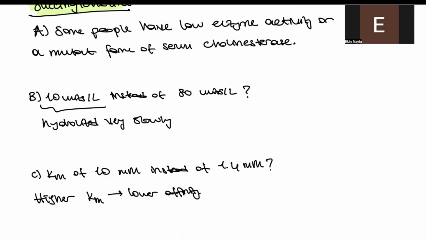The second question is, what happens if the enzyme activity is only 10 units per liter instead of the normal 80 units per liter? If the enzyme activity is much lower, the drug will be hydrolyzed very slowly. That means paralysis will last far longer, possibly hours instead of minutes. With only 10 units per liter activity, the breakdown would be greatly delayed, causing prolonged inability to breathe and extended muscle paralysis.